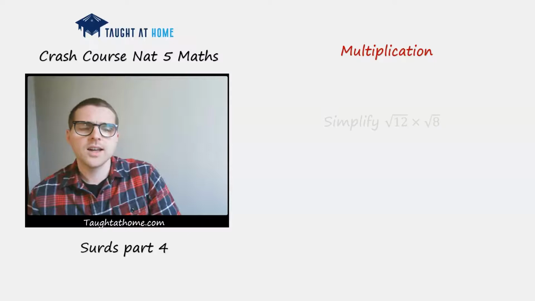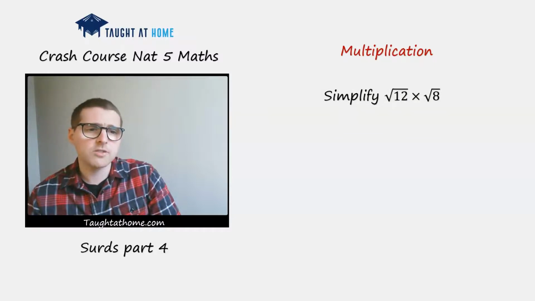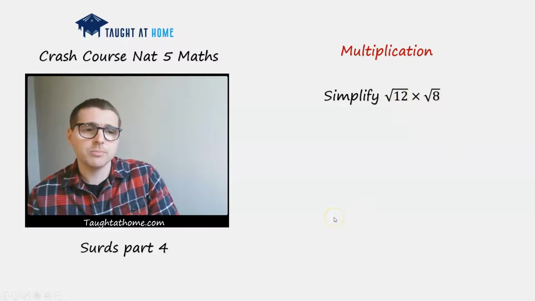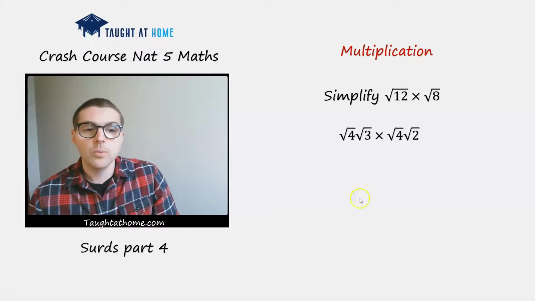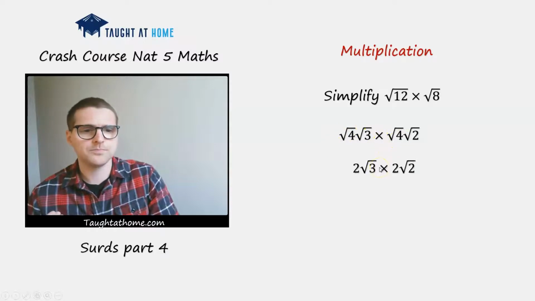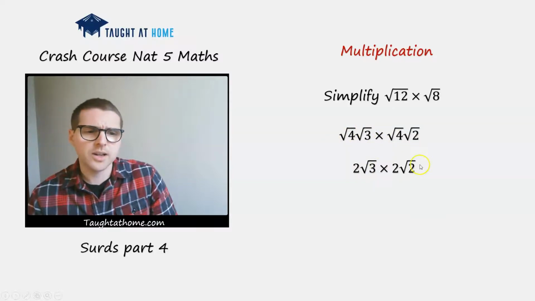So now let's try and use our knowledge by simplifying. Let's simplify root 12 times root 8. Now we can break root 12 up as being root 3 times root 4. And we can break root 8 up as being root 4 times root 2. And we know that root 4 is going to turn into 2, so it'll be 2 root 3 times 2 root 2.